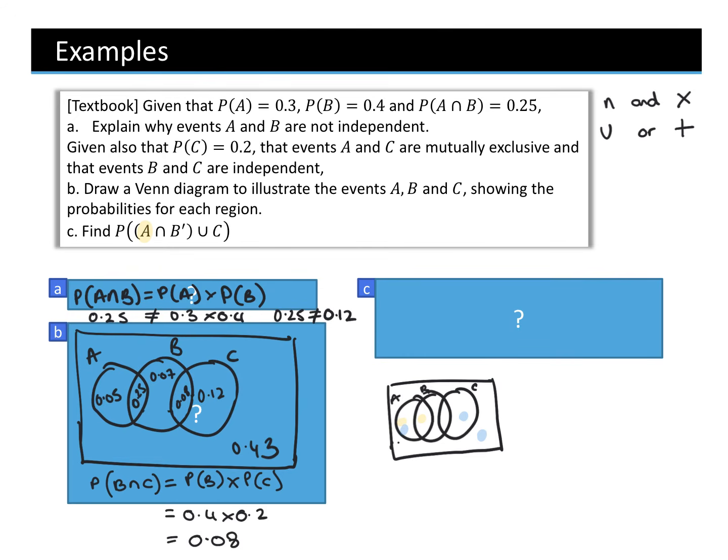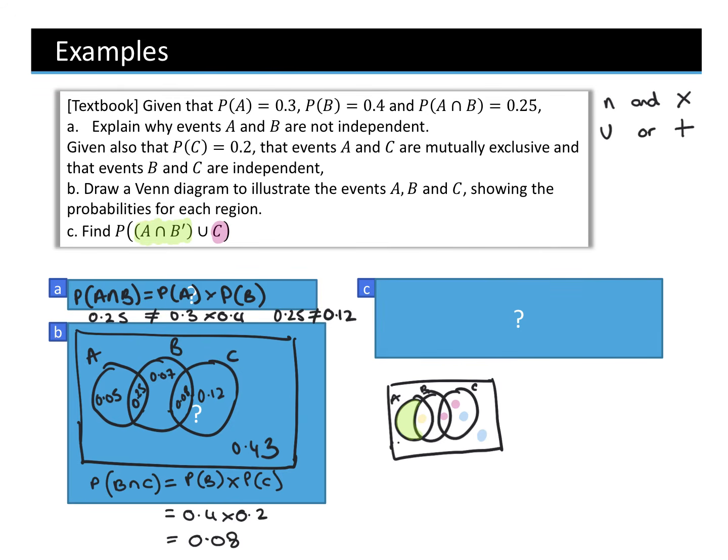And then it says intersection. So this is the whole intersection. This is where they both cross. So this is this section here. Is everyone happy with that? So this whole bit now is this green bit. Then C. C is here and here.